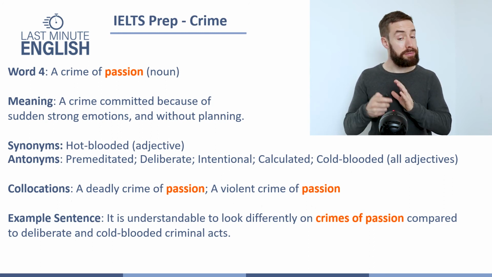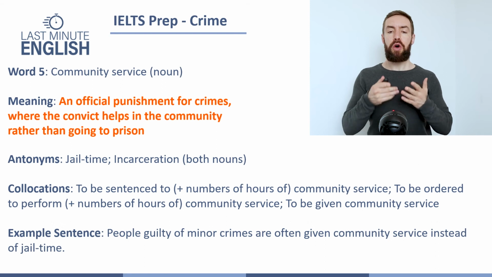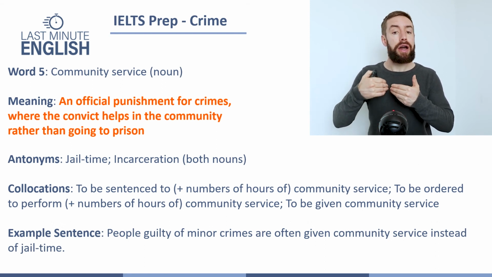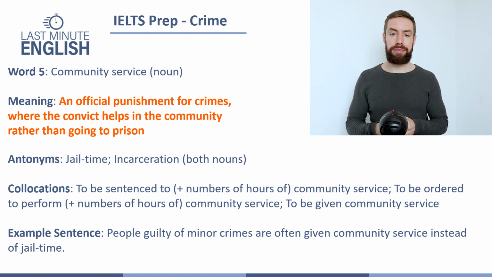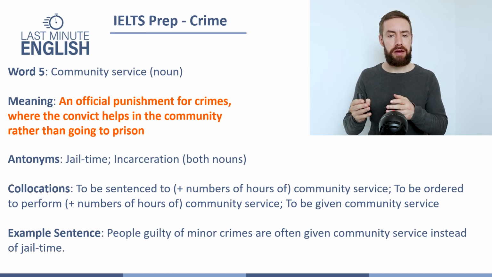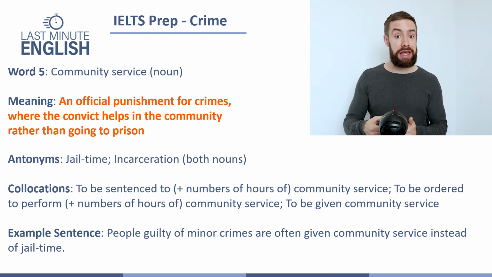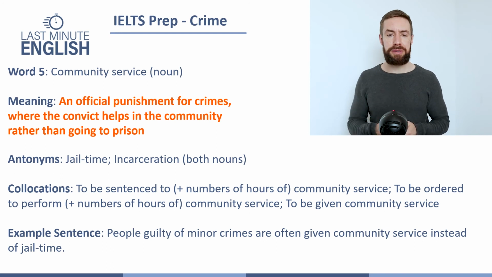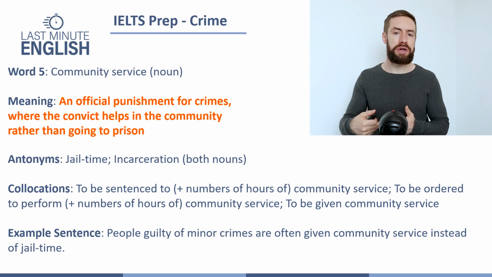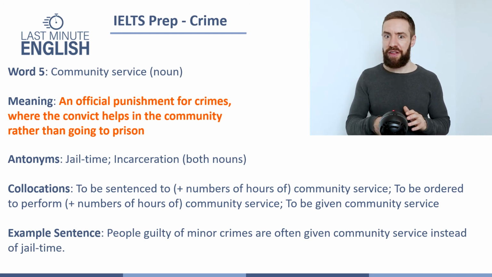And number 5 is community service, which means when people are convicted of a crime, they're found guilty, but for some reason, they don't have to go to prison. Instead, they go and help in the community. So they might clean the streets or do some other kind of task to help to improve the community that they damaged with their crimes. So that's what community service means.